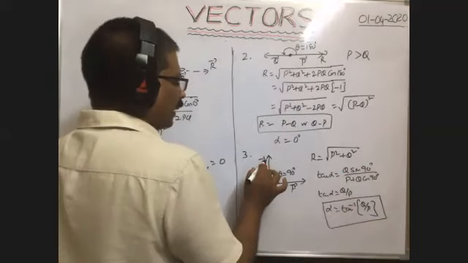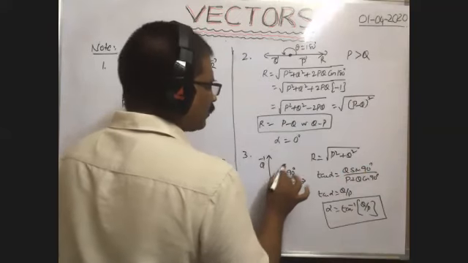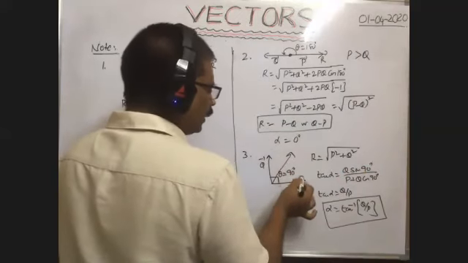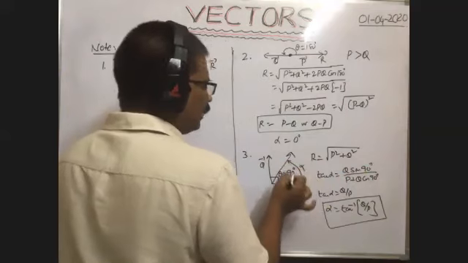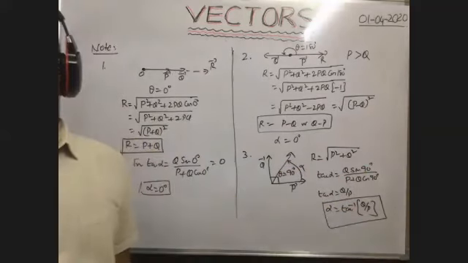That means the resultant of these two must lie in between these two along some direction, so that it makes an angle alpha with P bar, that is equal to tan inverse Q by P.